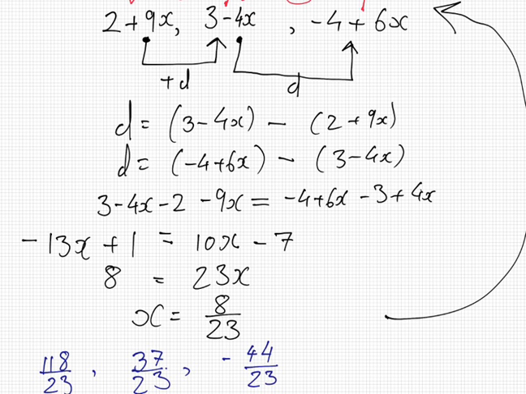It's not clear, but it is an arithmetic progression because each time it's getting smaller by the same amount. 118, 37, minus 44. Each time it gets smaller by 81 over 23. So if I do minus 81 over 23, I get this. So the next one would be the same, minus 81 over 23. So it is arithmetic.